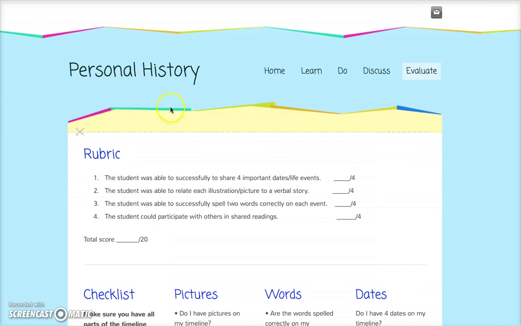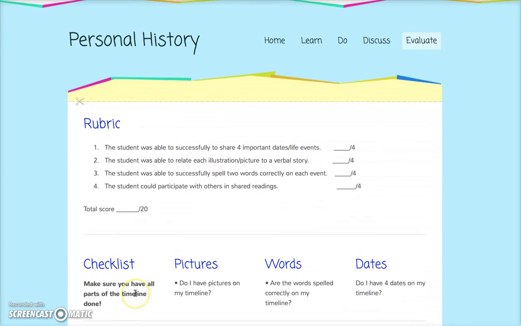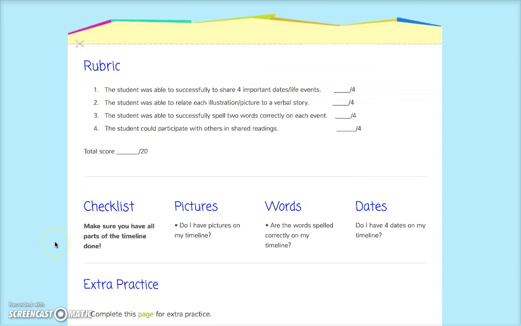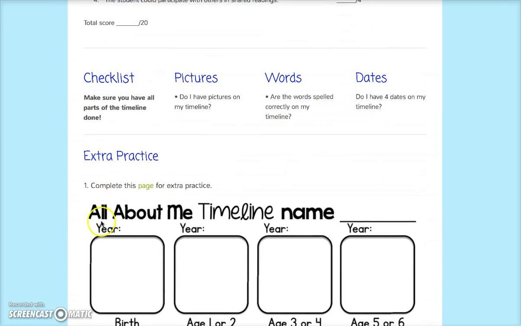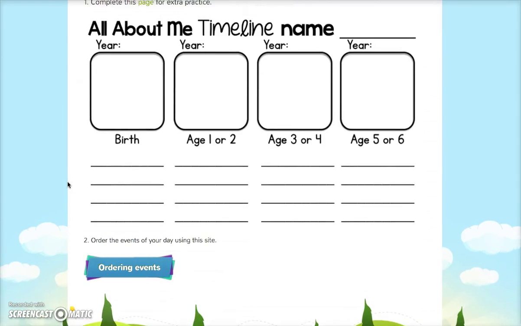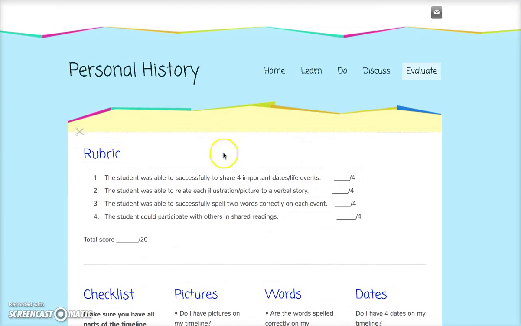Here's the rubric, or how you're going to be graded on your personal history timeline. And there's a checklist here to make sure you have all parts of your timeline done. But if you're still not sure you have it all correct, you can do these two activities for extra practice. If you have any questions while you're doing this, you can email the teacher by clicking that button.